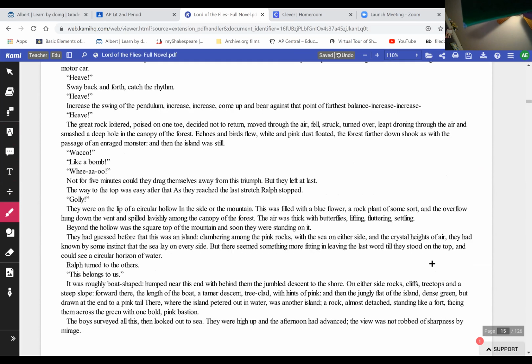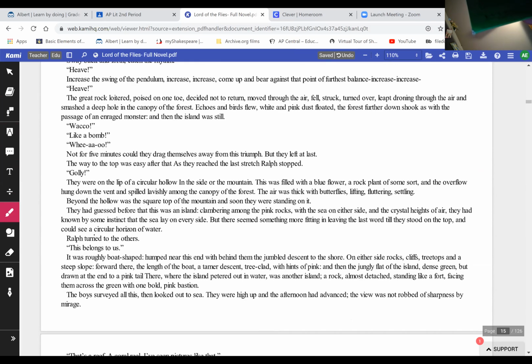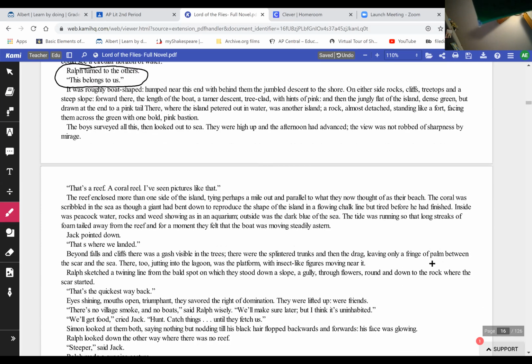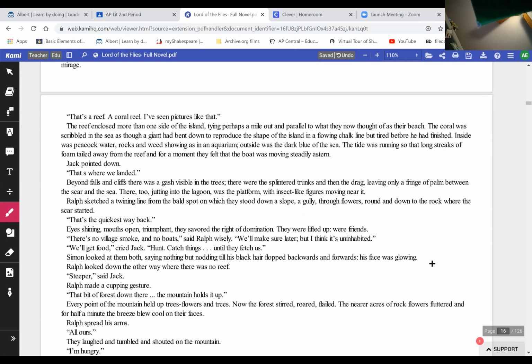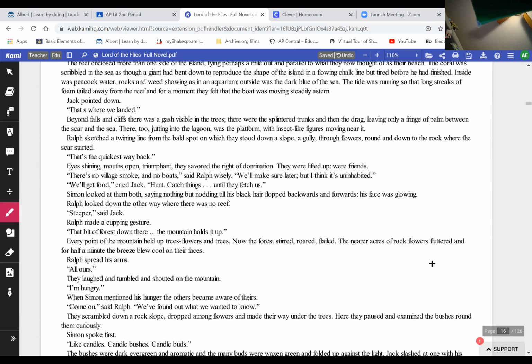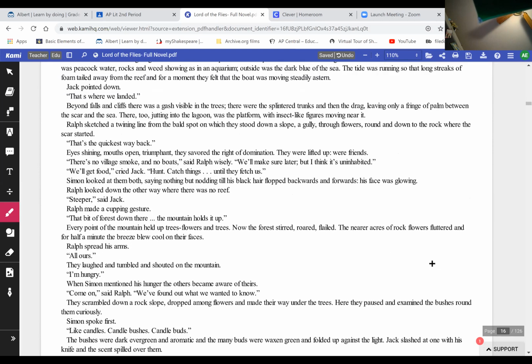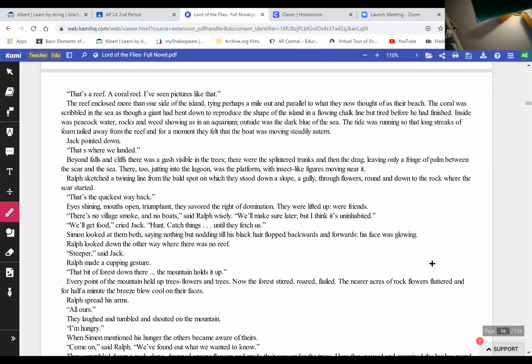Interesting here. Ralph turns to the others, and just like human beings tend to think, this belongs to us, he immediately lays claim to something. It's not like there are no animals on this island. There are things on this island, and the first thing he does is come in and they're conquering it. This belongs to us. And then even farther down, eyes shining. If I can find that so far down here. Yeah, right here. See, they savored the right of domination.